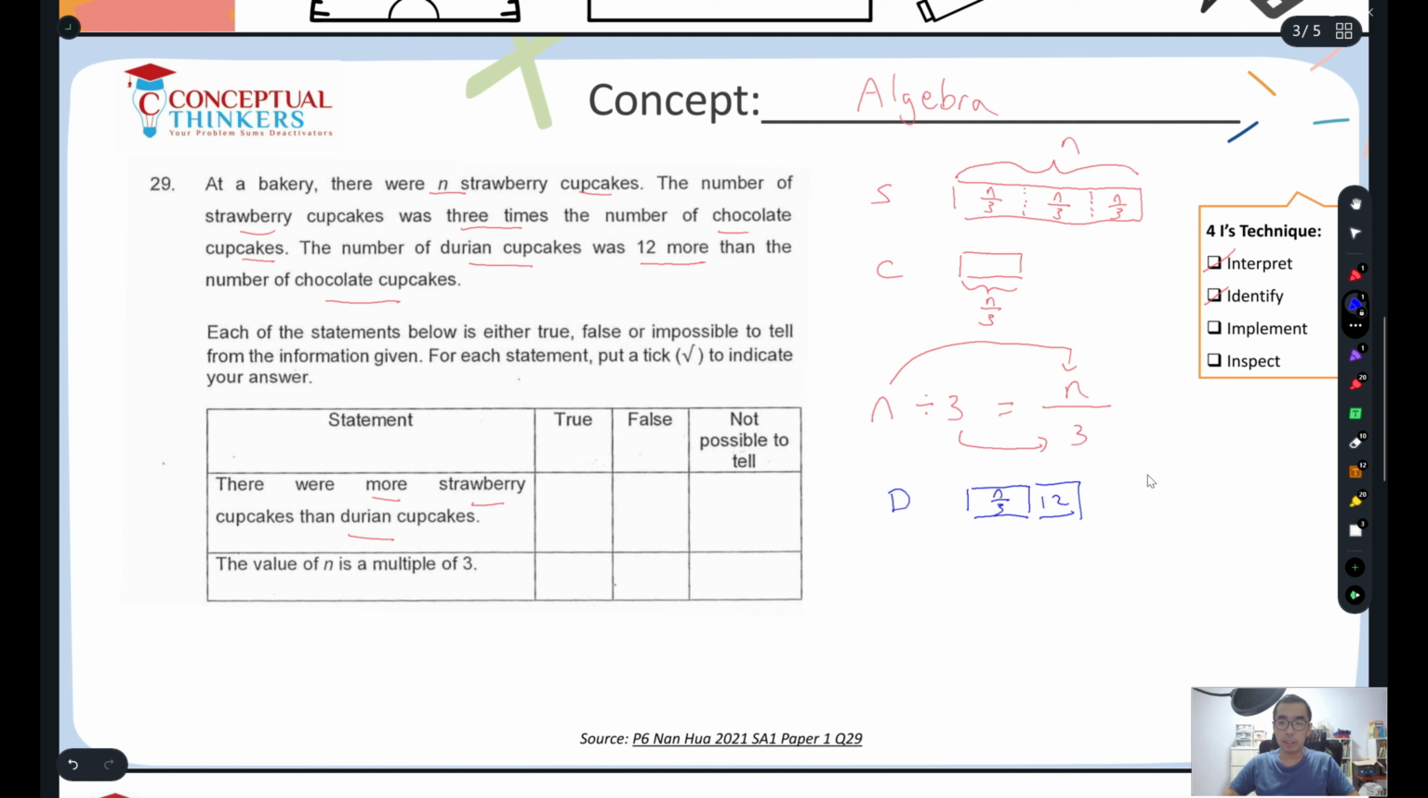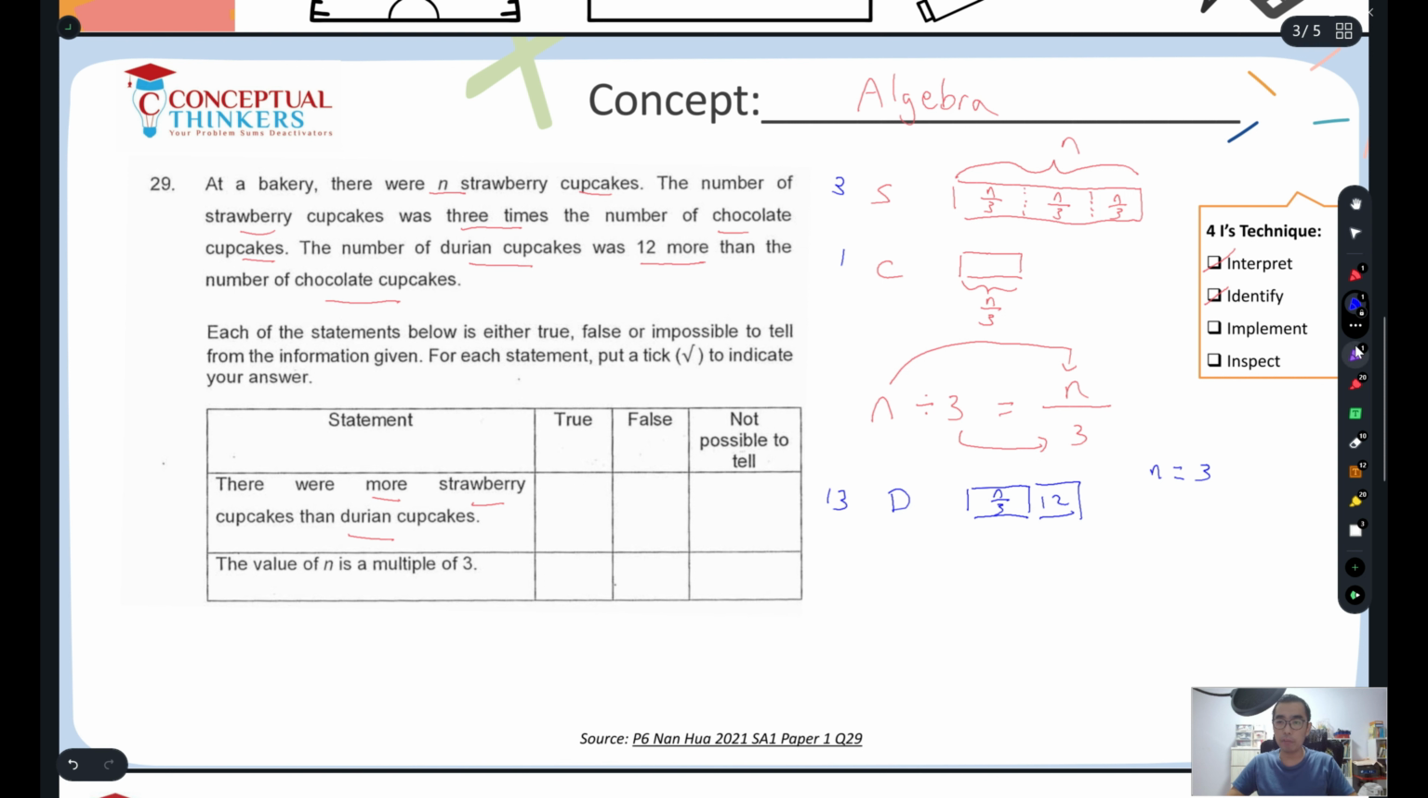Let's say n is equal to 3, so this means my strawberry will be 3, right? Then if I take 3 divided by 3, I will get 1 for my chocolate. Then if I take 1 and add 12, I should get 13. Then you notice that durian should be more than strawberry in this case.